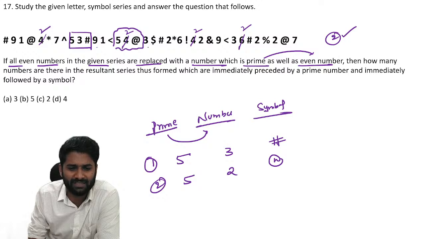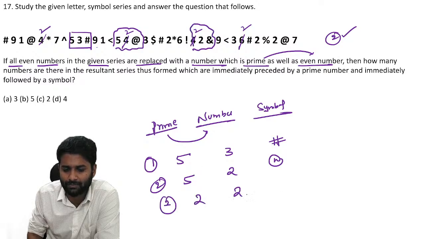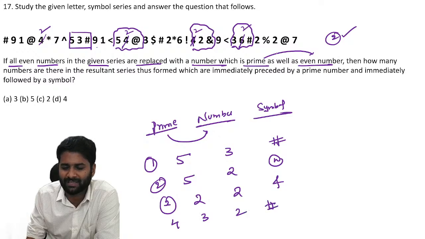Next one, 3 is a prime number, but it's not possible. 2 is a prime number, but after that we have a star. Again, we have 2 to end. 2 is the prime number, right? 2 to end. Next one, 3 is a prime number. Again, 3 to ash. Next one.